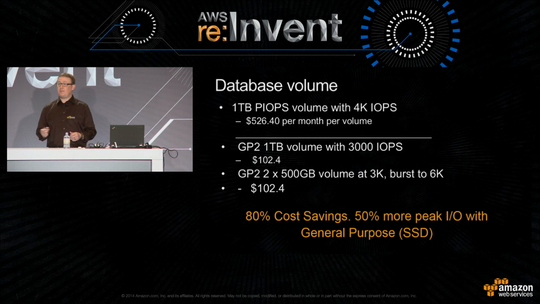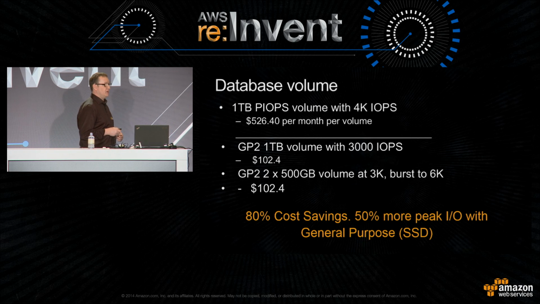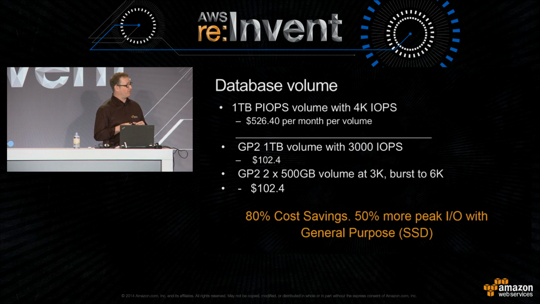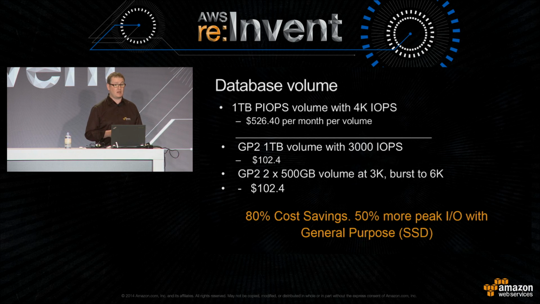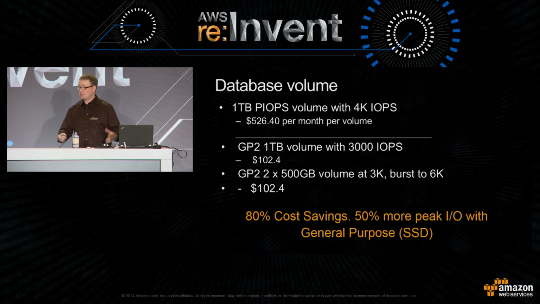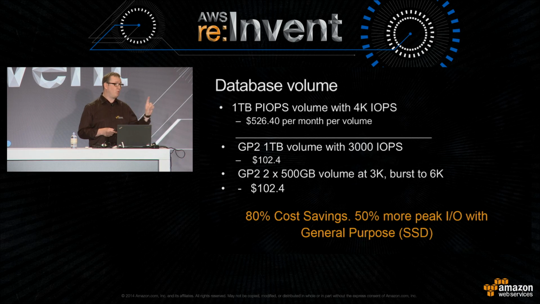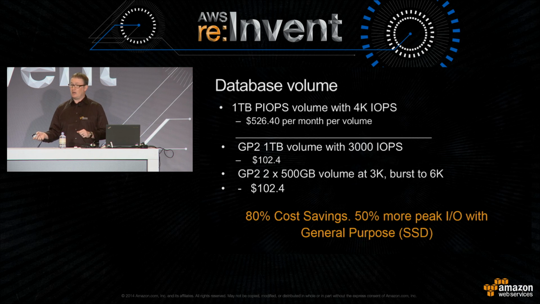If we take a look at database workloads, if you're using PIOPS today because Magnetic wasn't able to deliver the performance you needed, so you moved over to using PIOPS, which I think is honestly the right direction to go, and you had a 1 terabyte PIOPS volume doing 4,000 IOPS, the cost of that would be $526.40 a month. It's going to deliver exactly what it says on the box. You could grab one GP2 volume today. It'll give you 3,000 IOPS, so we're going to drop down in IOPS a little bit, do it for $102.